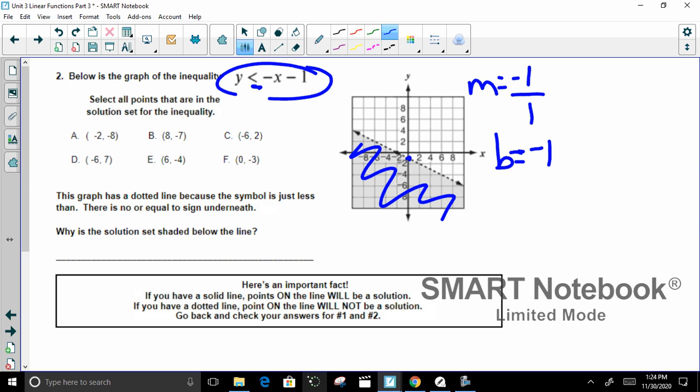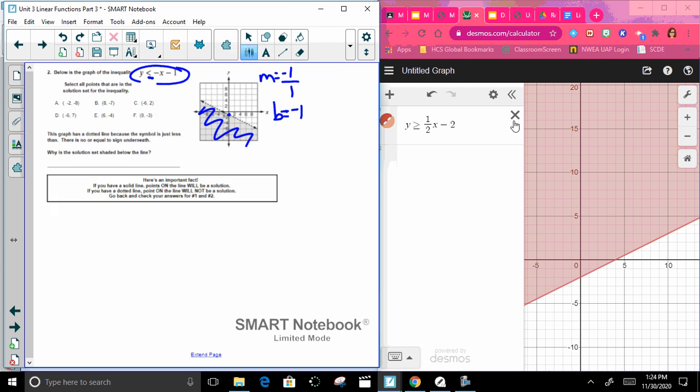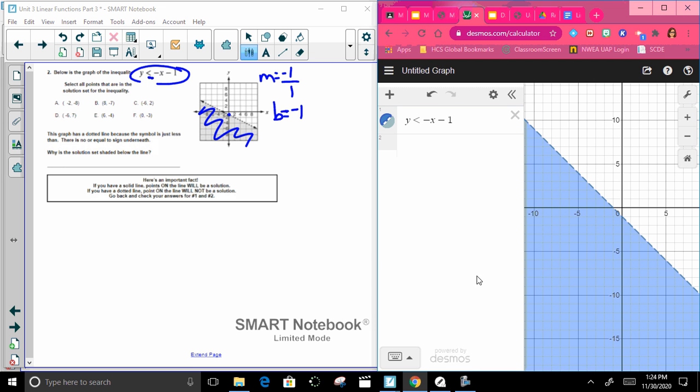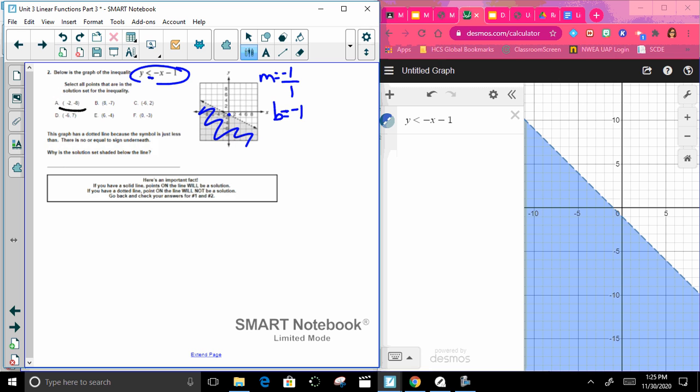It's only a less than, so it's a dashed line. So let's go put it in our calculator also, so sometimes we can see it better there. If I go to my calculator, type in y is less than, use your signs, negative x minus 1. All right, so let's check all these points. Negative 2, negative 8 is right here. That's in the shaded area, so it would be an answer.